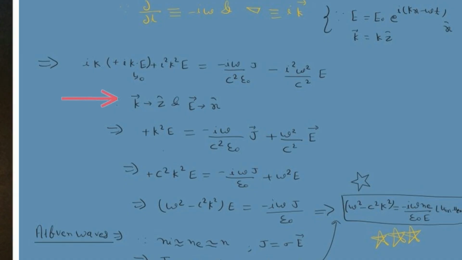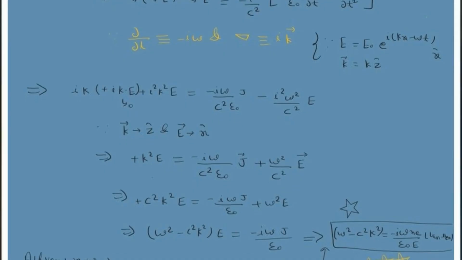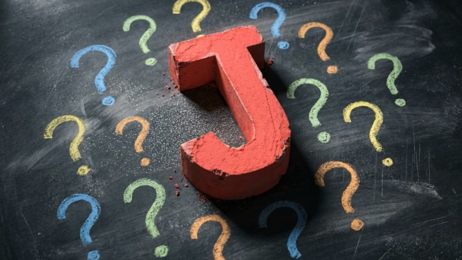Because the wave vector k travels along the z-axis and the electric field E oscillates on the x-axis, they are perpendicular. Their dot product is 0, which eliminates the first spatial term from the equation. This leaves us with a master equation. It links the wave's frequency and wave number on the left side to the plasma's current density J on the right. But the derivation is stuck because the current density is an unknown variable.